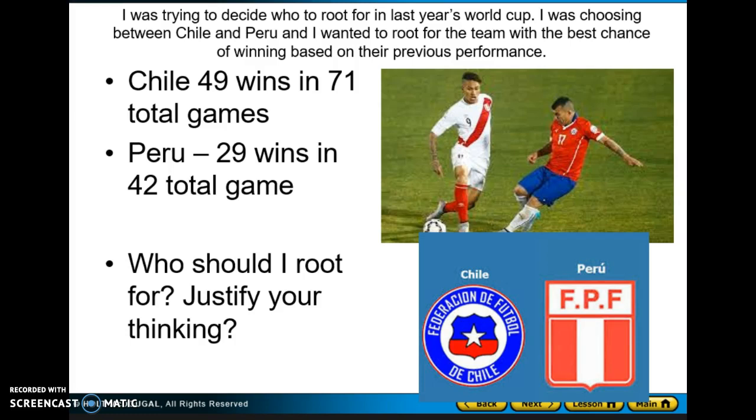So last year I was trying to decide who to root for in last year's World Cup. I was choosing between Chile and Peru. And I wanted to root for the team with the best chance of winning, based on their past performance. So I didn't want to lose. I don't like being a loser. I like to win. So what I did, I looked to see the wins per total games, and this is what I found. Chile won 49 games out of a total of 71. Peru won 29 out of 42.